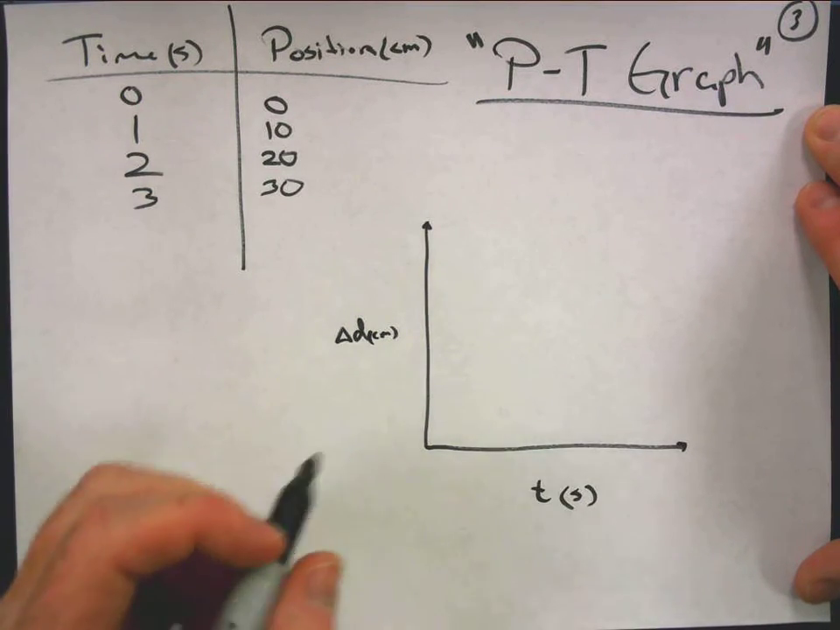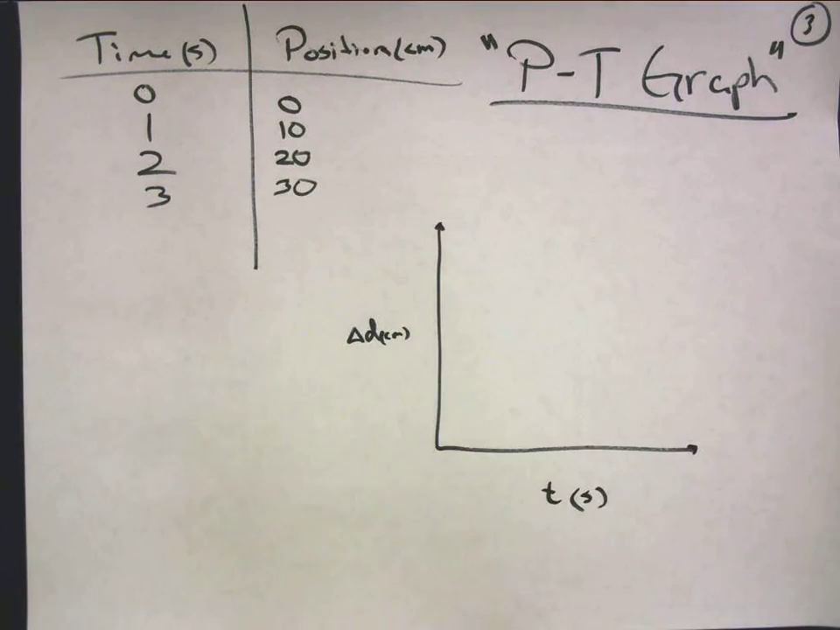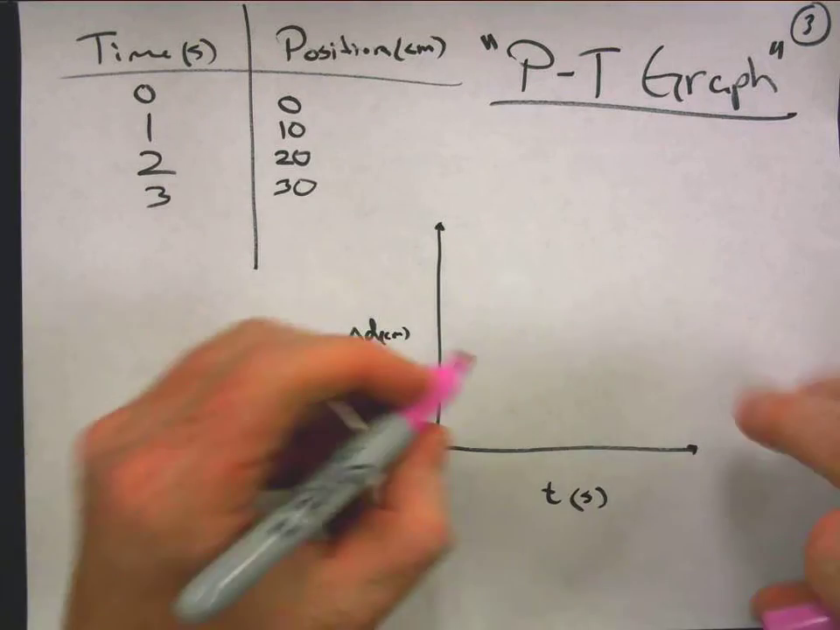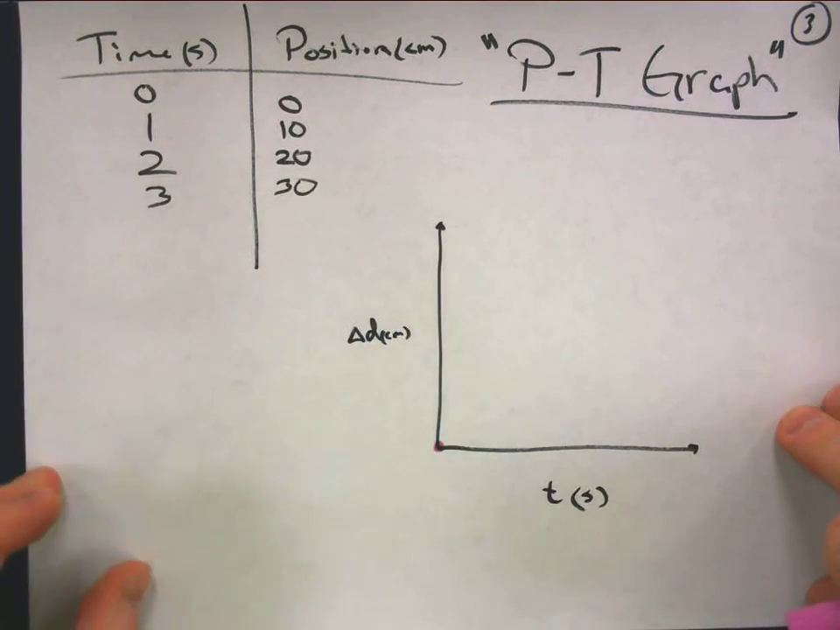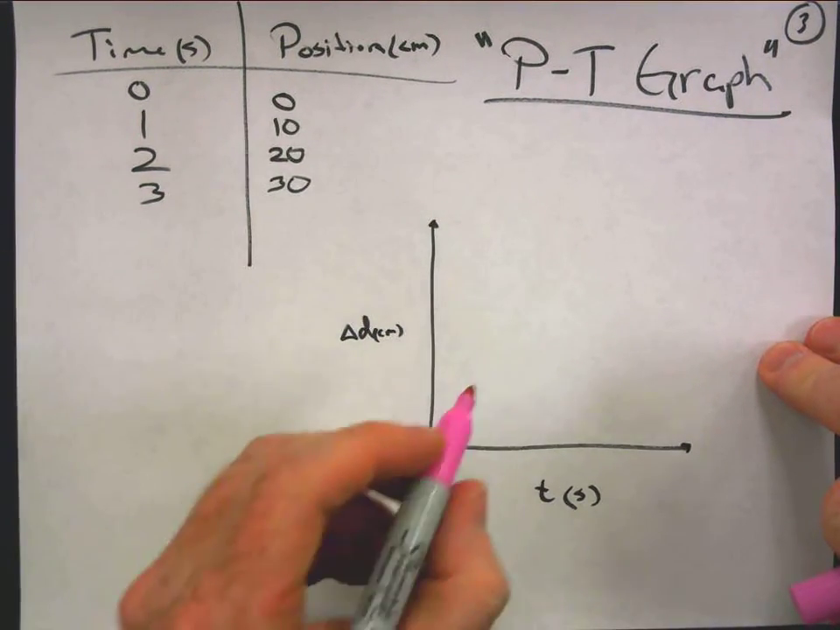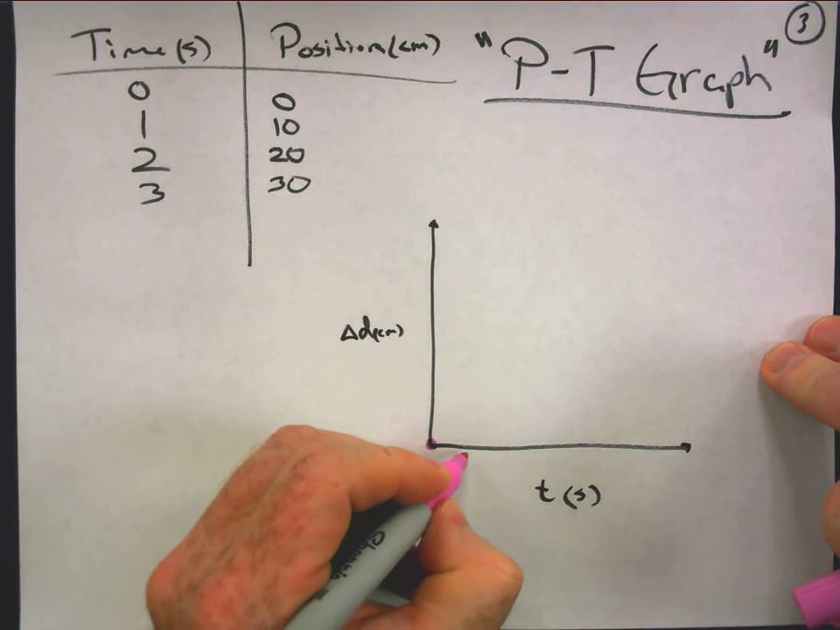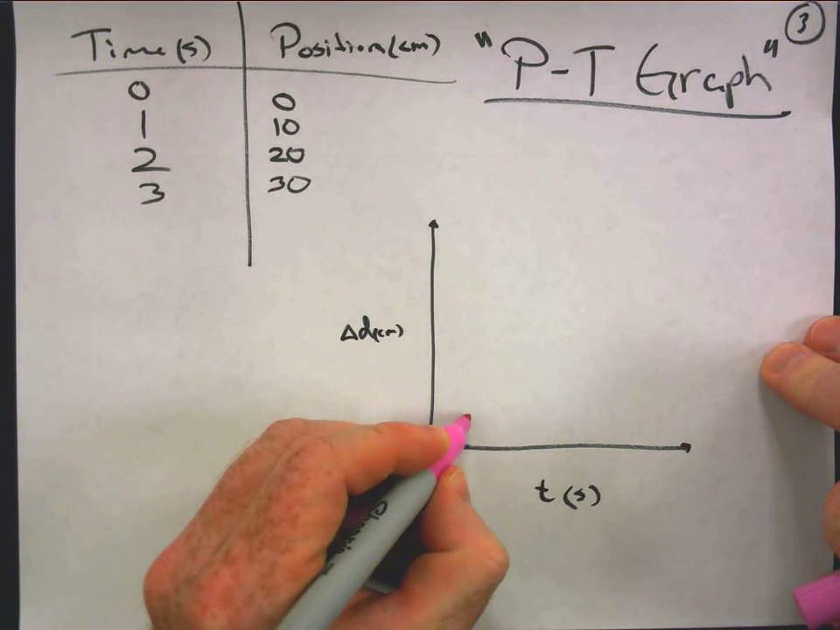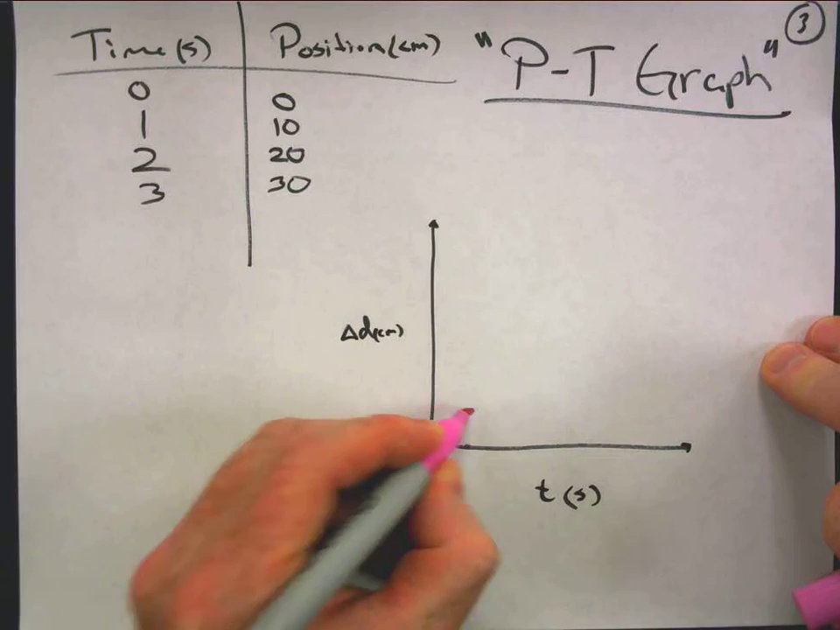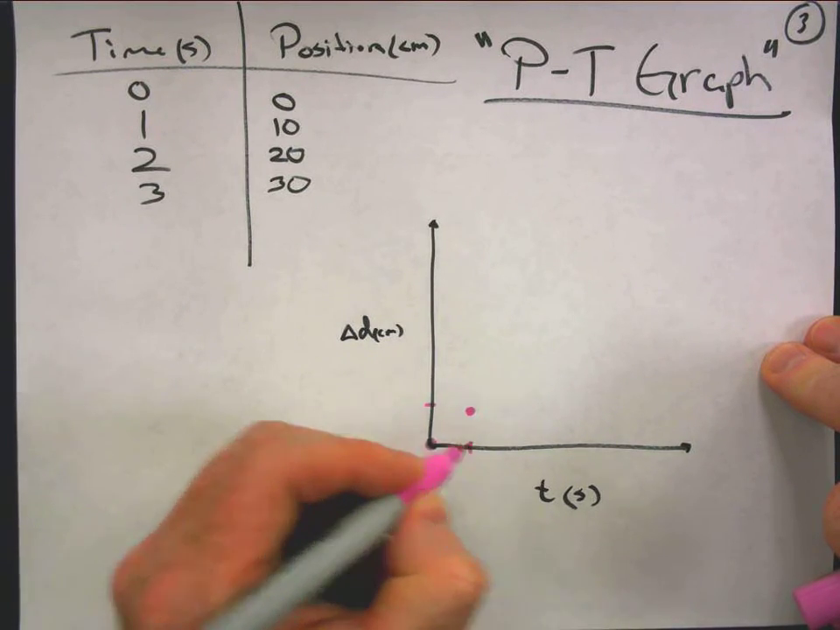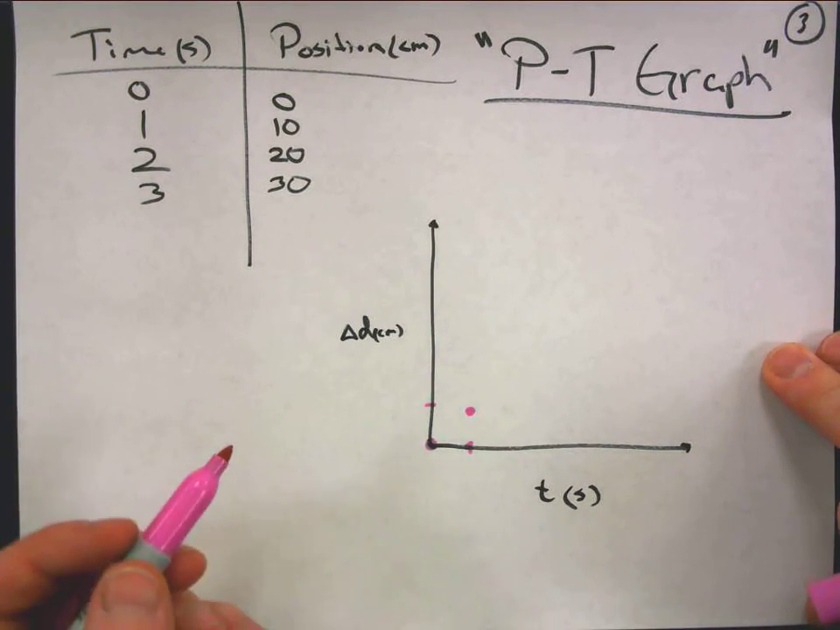Okay, so now at 0, 0, right? This is just like in math class. 0, 0. Then I have at 1 second, 10 centimeters. So let's just say 1 second is there, and let's say 10 centimeters is there. I really don't have graph paper. You can see why graph paper makes things easy.